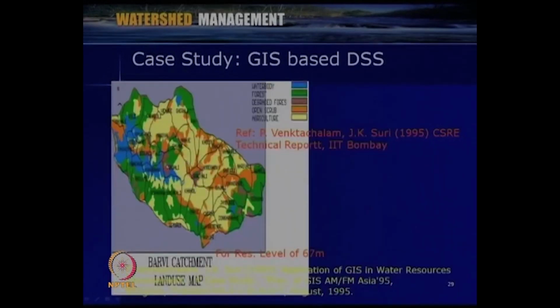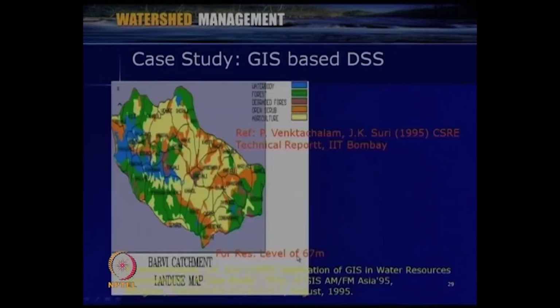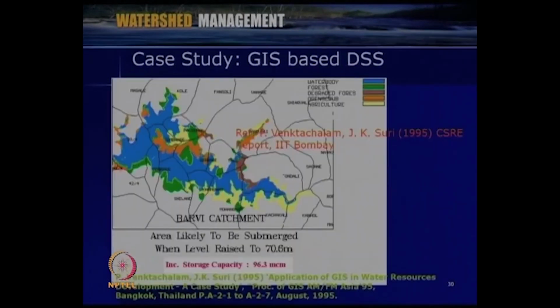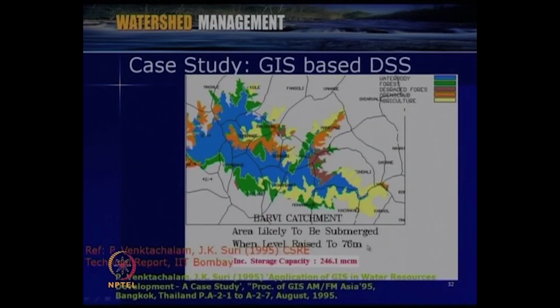So, you can see that corresponding to this, how much area will be flooded, and then the corresponding storage is increased to 96.3 million cubic meter. Correspondingly, this much will be the increase in storage capacity. Then when the level is raised to 72.6, the storage capacity goes to 145.6 million cubic meter, and you can see which areas will be flooded. And then again if it is increased to 76 meter, how much area will be flooded.